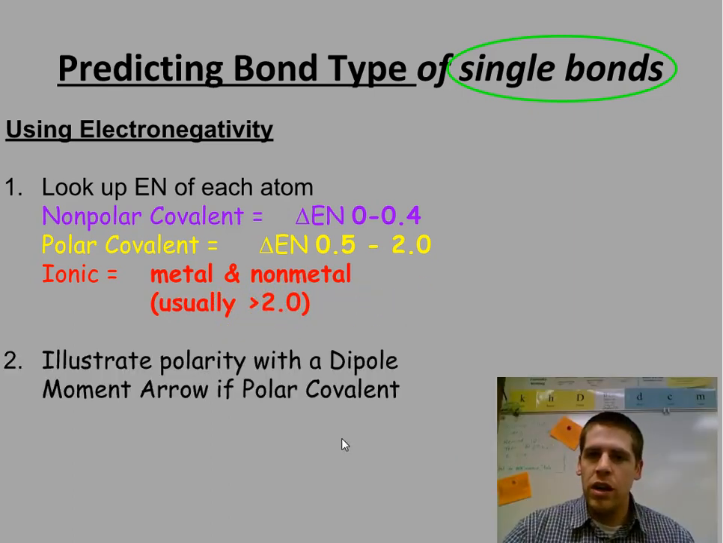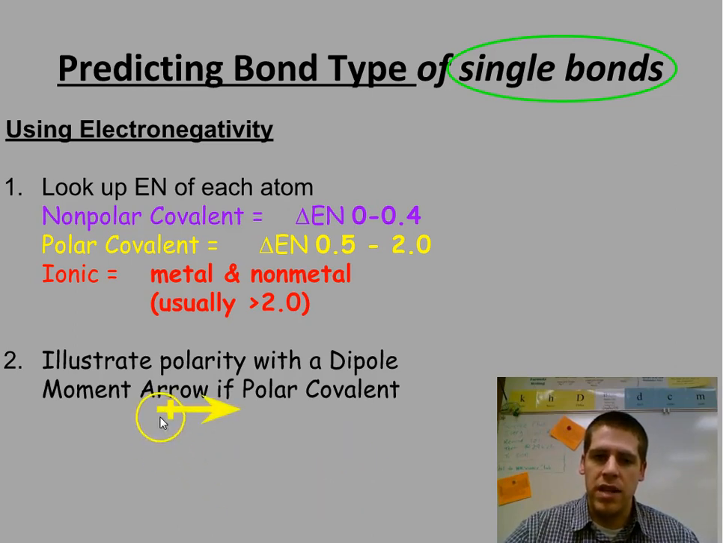We're going to illustrate the polarity with what's called a dipole moment arrow. And there's an example. It's like a little plus sign that has an arrow on it.